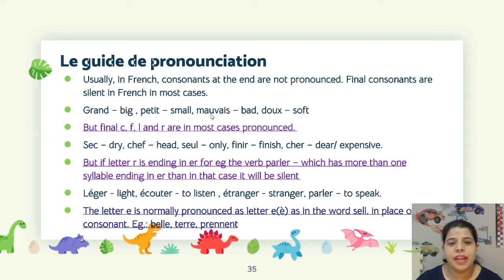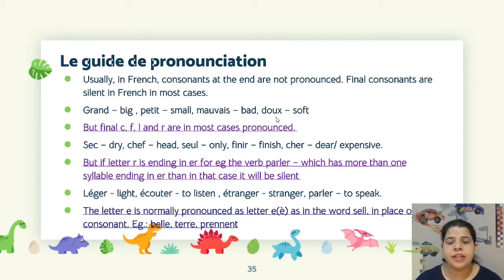Mauvais, AU. Whenever you see the combination of these two letters A and U, they are mostly pronounced as letter O in English. Like mauvais, S is not pronounced again, which is a consonant. And the last word, deux, X is not pronounced.